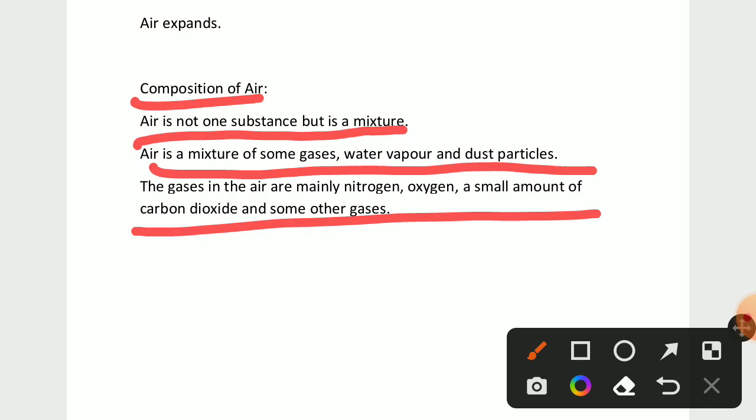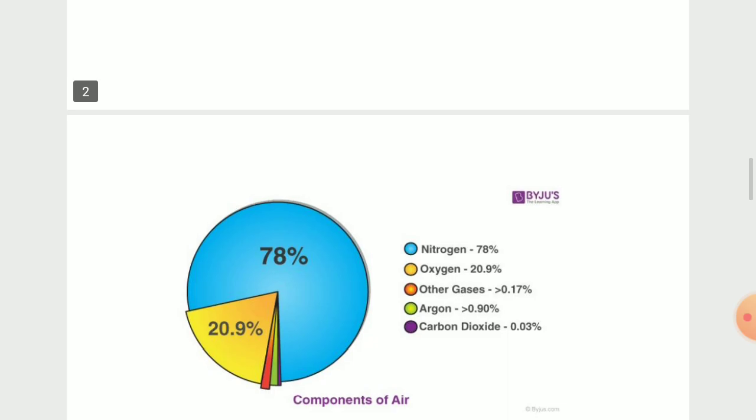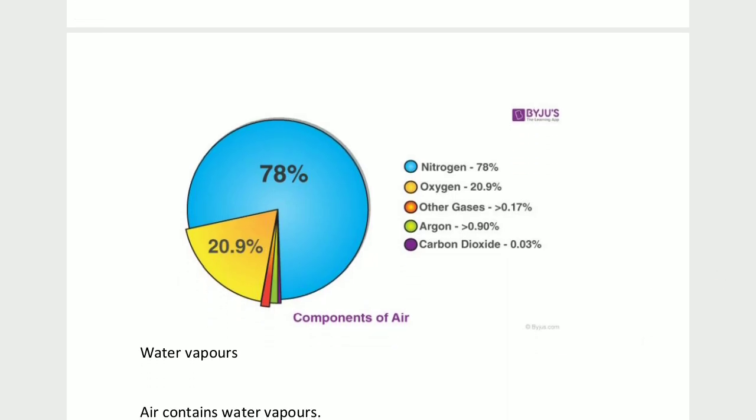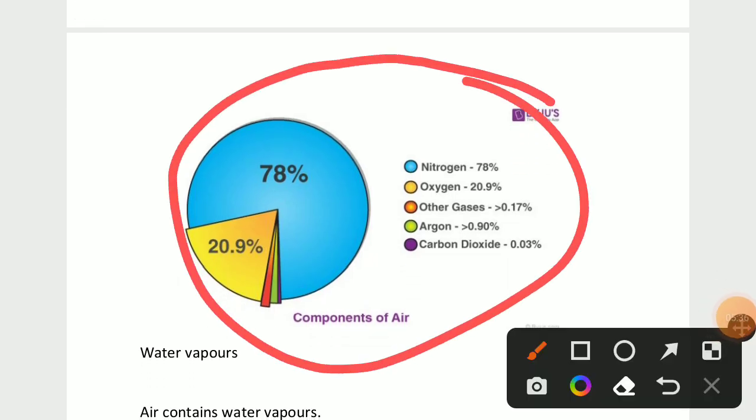Now let's see the image of the composition of air. If you see this, you can understand. 78% of air is nitrogen. 20.9% of air is oxygen, which is used for burning and we breathe.